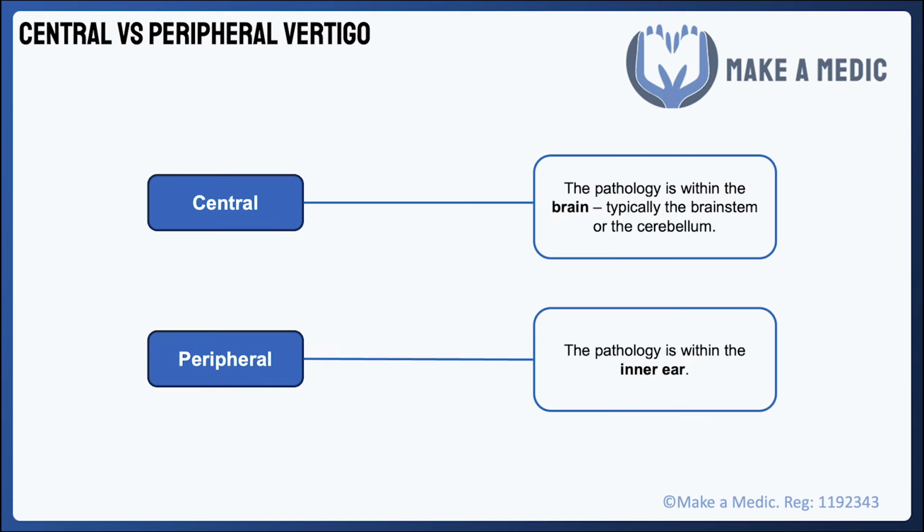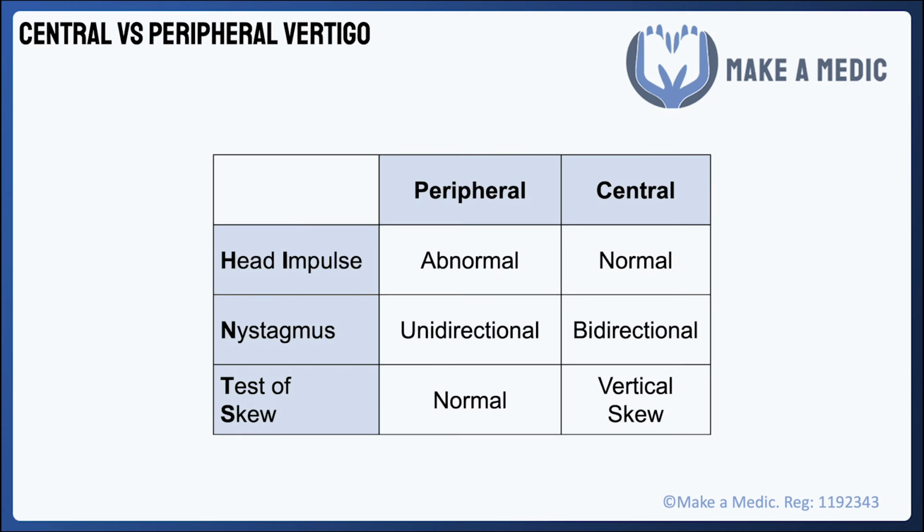The causes of vertigo can also be divided into central causes, where the issue is within the brain, or peripheral causes. Central vertigo involves damage to the brainstem or the cerebellum, and these causes include strokes, multiple sclerosis, or brain tumours. This video, on the other hand, will focus on peripheral vertigo, where the pathology is within the inner ear, and specifically the parts of the inner ear that are concerned with balance. Central and peripheral vertigo can be distinguished clinically by performing the HINTS examination, which is explained in more detail in a separate Make a Medic video.